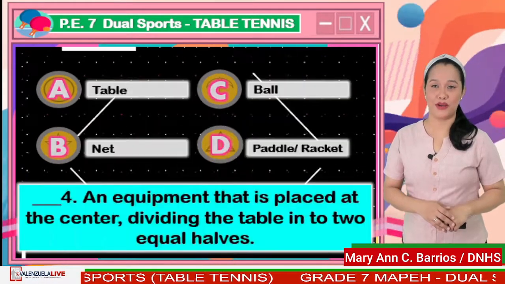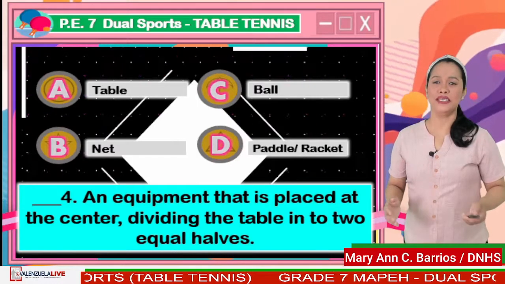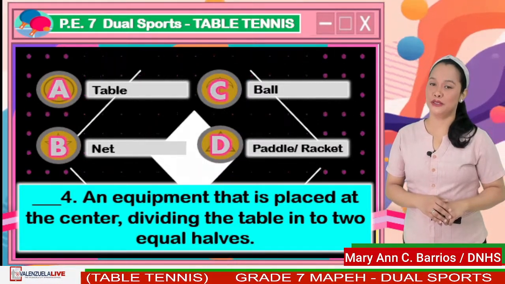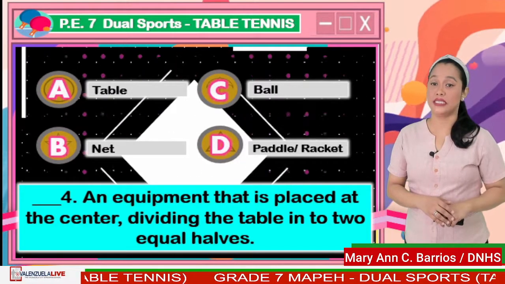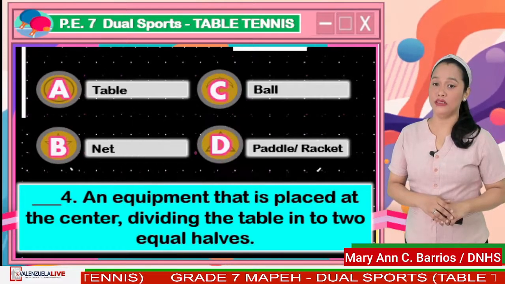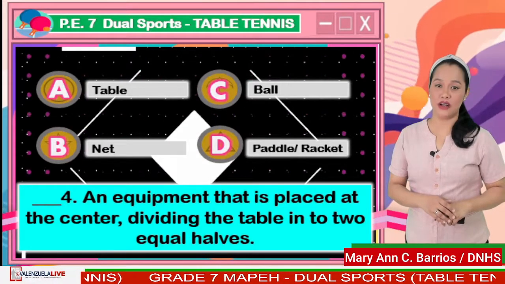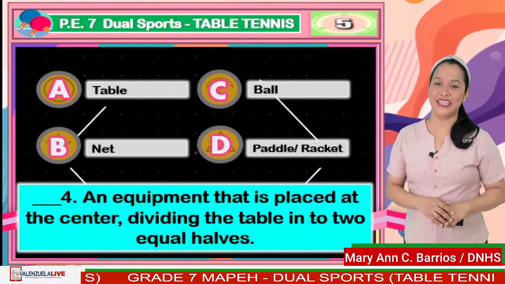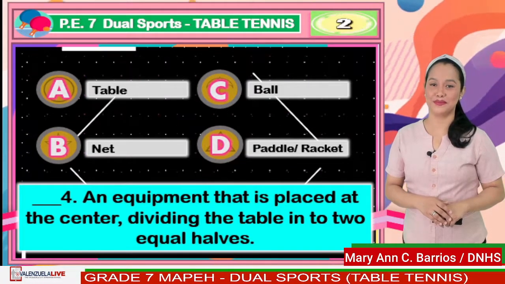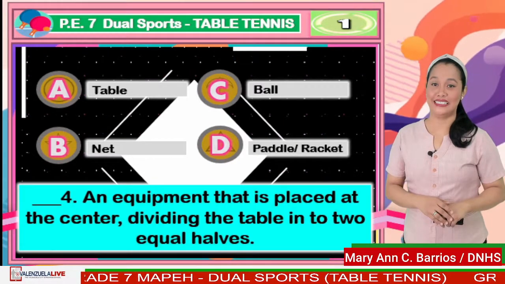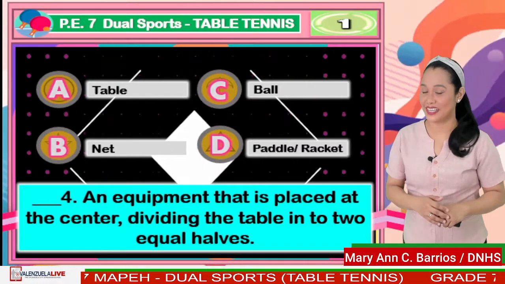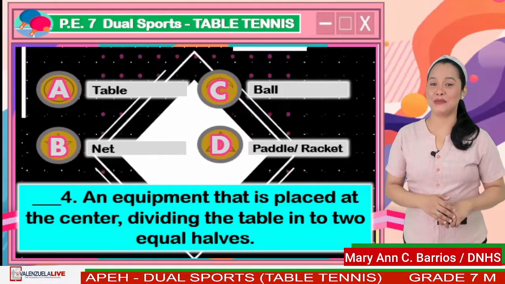Number four. An equipment that is placed at the center, dividing the table into two equal halves. Is it A, table, B, net, C, ball, or D, paddle or racket? Timer starts now. Time is up. The answer is? Good job! Letter B, net.